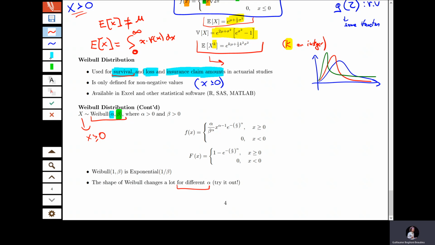Oh, and here there's just a comment that you can look at for yourself: if you plug alpha equals 1 in this formula, there's going to be some simplification. This is going to disappear, you're just going to have beta. X to the power of 0 is going to disappear, and the same thing here. So you get something that's much simpler. You get 1 over beta, and e to the power of minus x over beta.